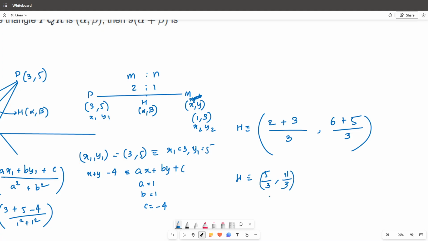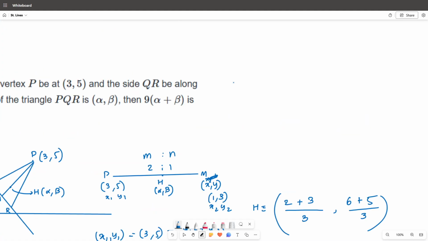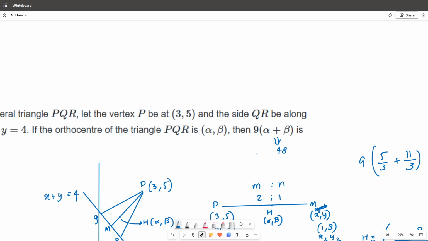So what they asked, we found alpha and beta. Now they asked 9 into alpha plus beta. So 9 into 5 by 3 plus 11 by 3. So we have 9 into 5 plus 11 by 3. 3 3s are 9. So we have 3 into 16, that is 48. That's it. So we found the 9 into alpha plus beta, that is 48.